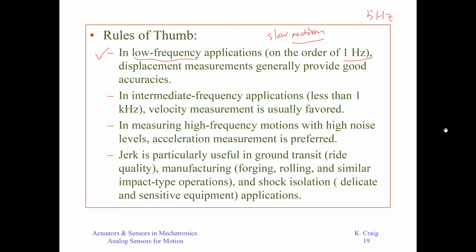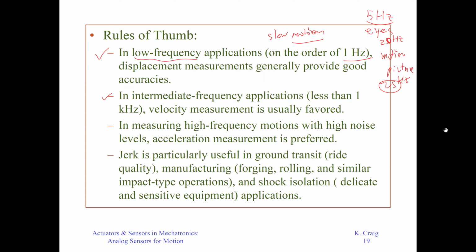But for your eyes, your frequency is around 20 hertz. That's why in a motion picture, a movie, you need frames per second of about 25. So that's it. Humans are like 20 hertz, 5 hertz. It's already very high. So that's low frequency, slow motion.